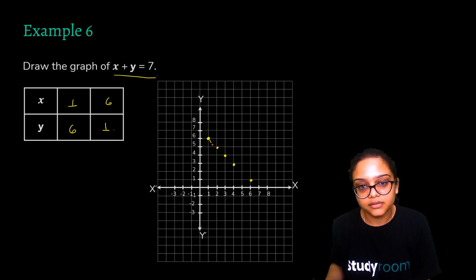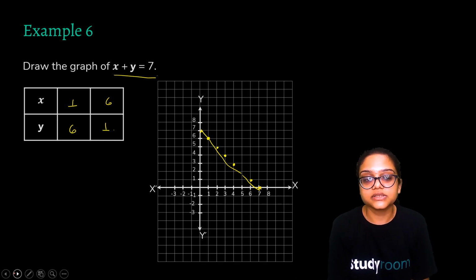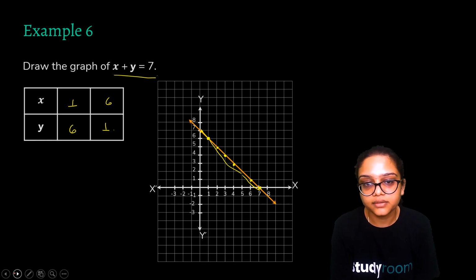So see that this is a neat line drawn. Okay, 7 comma 0 would be here and 0 comma 7 would be here. So in this manner you can solve such type of questions.